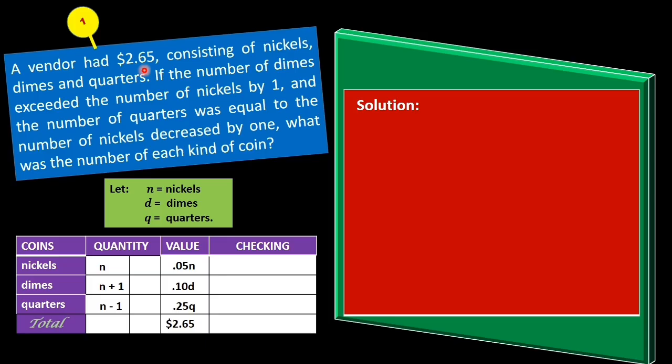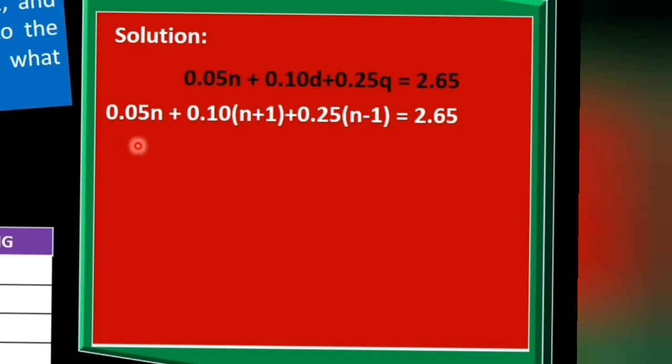Since the given total value is 2.65, here's the original equation. Substitute our translation here in the original equation. What is N? As is. What is D? N plus 1. What is Q? N minus 1. To get rid of the decimal point, we have to multiply it by 100. So, let's distribute that.